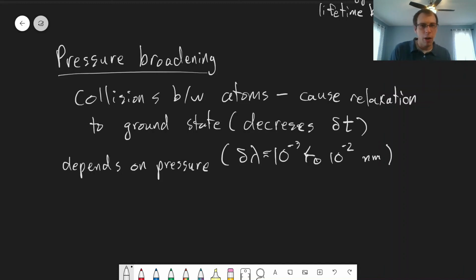Okay, so now that we know about all these sources of broadening, in the next video we're finally going to talk about hollow cathode lamps and why they work the way they do, and why they allow us to get light that is narrower than the absorption features we're trying to measure, which lets us use Beer's law.